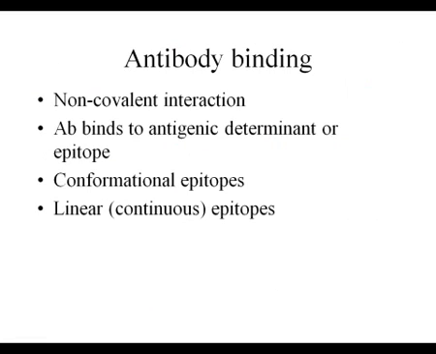This binding, though, is non-covalent. The actual piece of the antigen the antibody is binding to is called the antigenic determinant, or the epitope. And this is where the concept of a conformation comes in again.